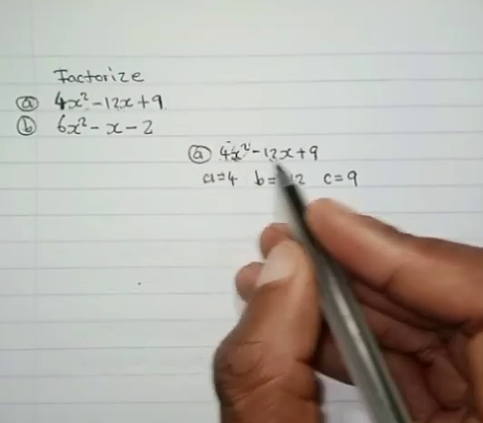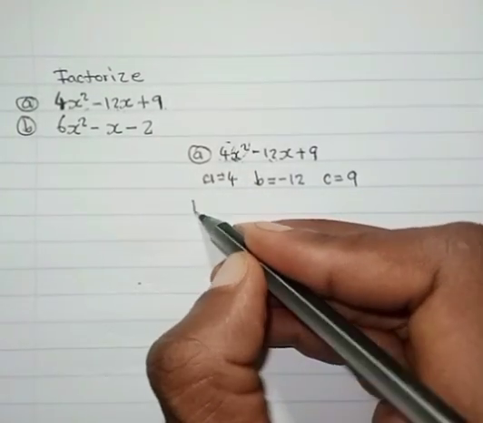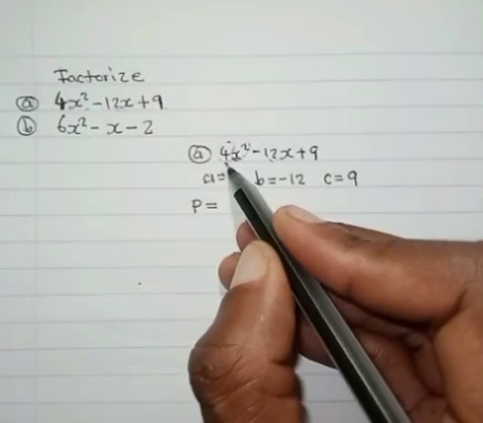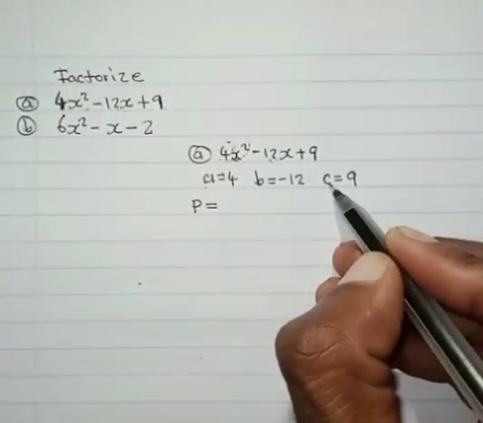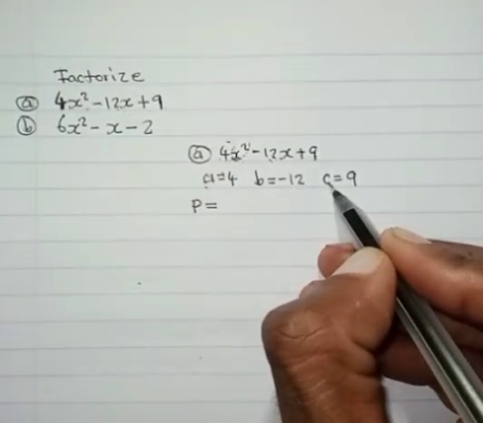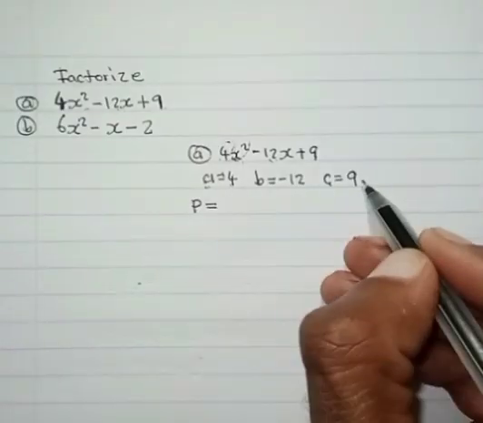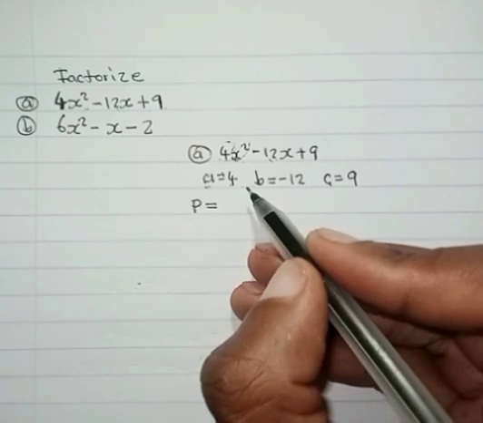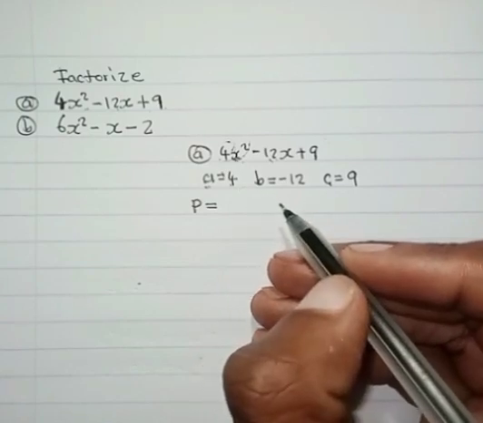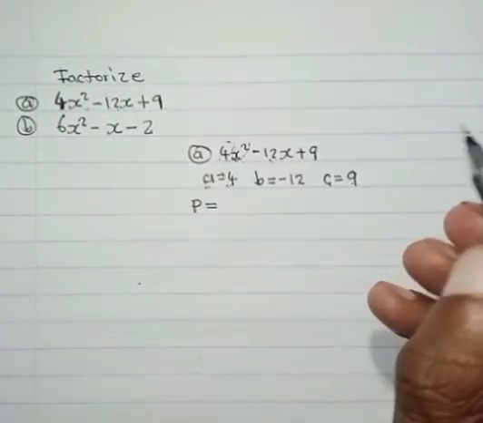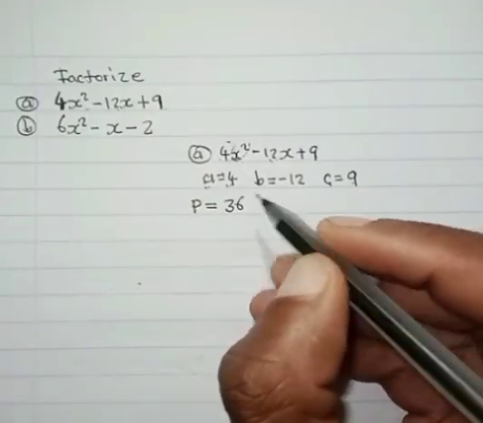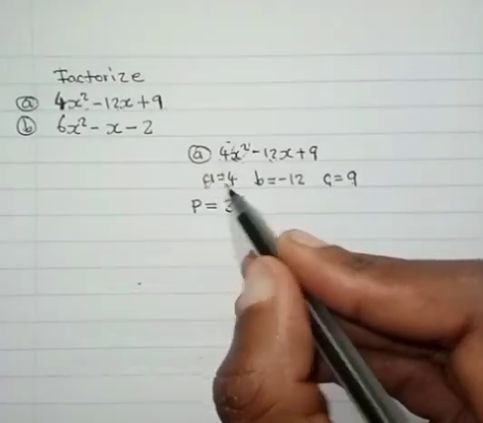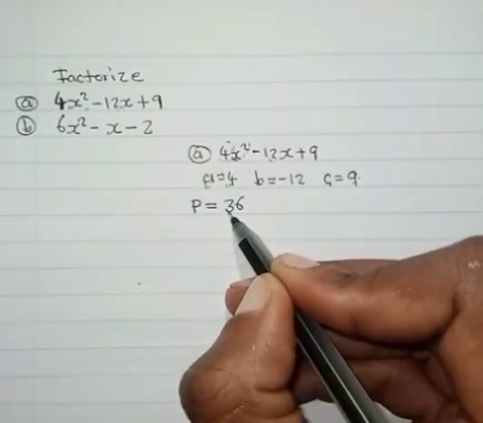Now, to complete our factorization, we need to find the product. To get the product, we multiply a times c. Our a is 4 and our c is 9. But 4 times 9 is equal to 36. So our product P is given by a times c, which is 4 times 9, which is equal to 36.